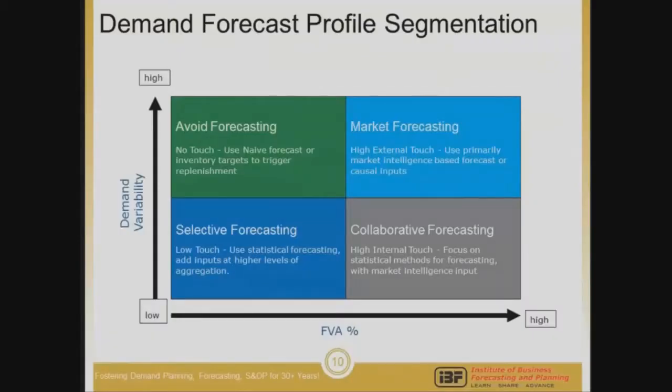Into how we use it then. This is our magic quadrant that looks at forecast value add versus demand variability, or another better way of looking at demand variability would be like a mean absolute percentage error, a MAPE. So at the bottom, from a left to right perspective, you have your forecast value add.